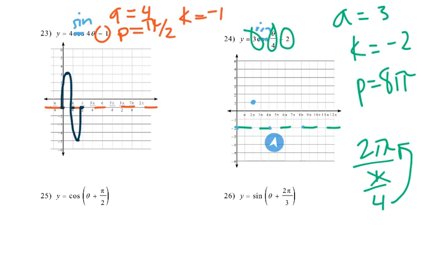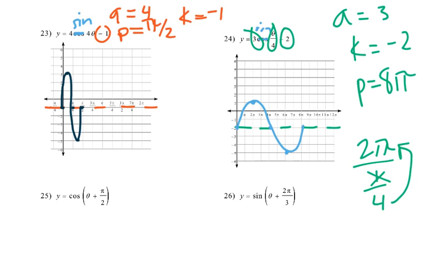Then I do the same thing. Between 4 pi and 8 pi is 6 pi. But I'm going to go down 1, 2, 3. So it's at negative 5. And there is our sine function again. Alright?